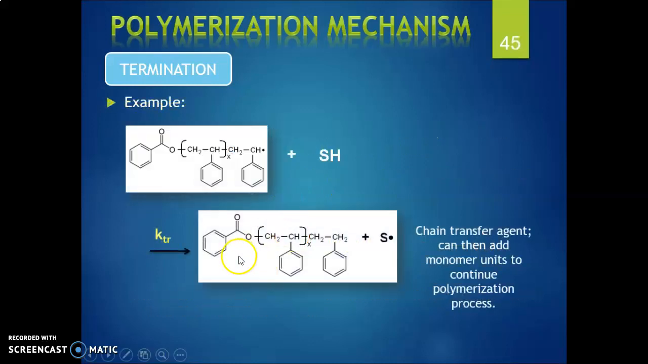hydrogen abstraction. So the result is you copy the structure until CH, but you substitute the hydrogen is transferred from this to this, so it becomes CH2 here. Okay, they can transfer hydrogen yang ni, dia akan pergi ke sini. So S leaves with the active site radical here. Chain transfer agent can then add monomer units to continue the polymerization process.